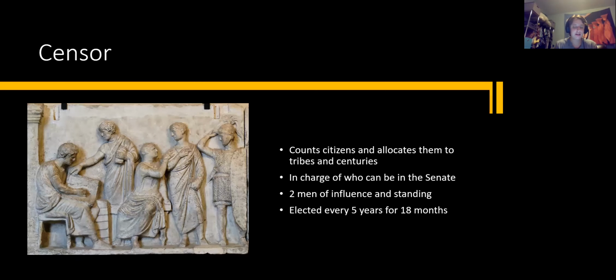One last magistracy that is not part of the cursus, but still very important, is the censor. The censor counts the citizens and allocates them into tribes and centuries. As such, he was in charge of appointing new senators and could remove people from the Senate for moral failings. 2 censors were elected every 5 years, and the position lasted for 18 months. It was seen as a great honor to be chosen as a censor.